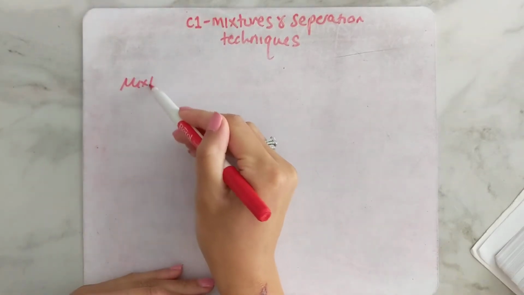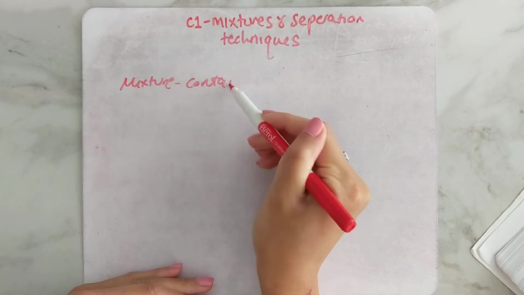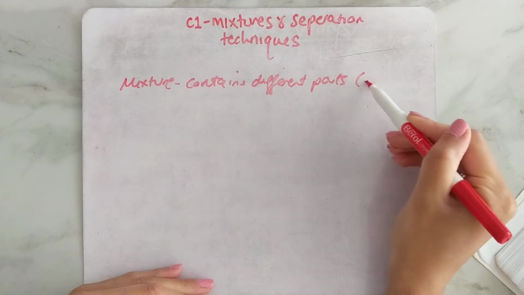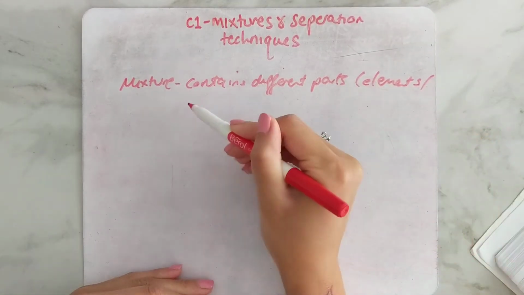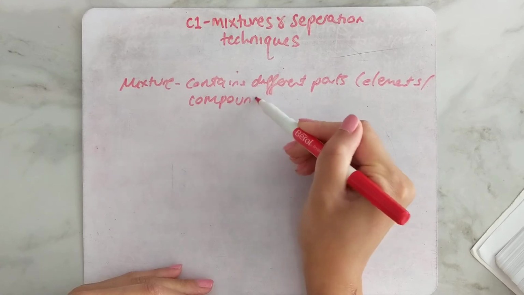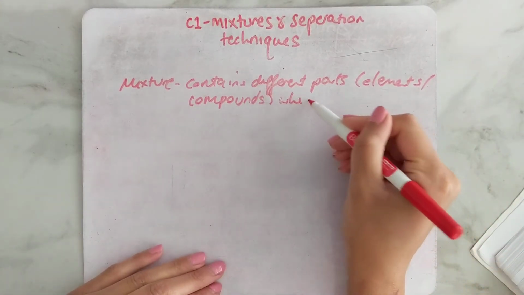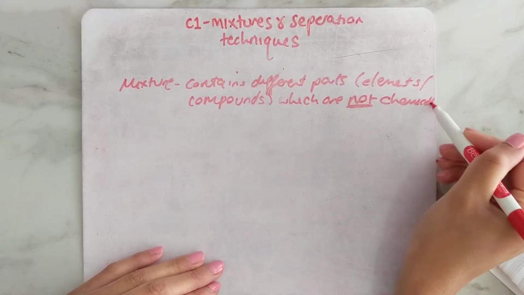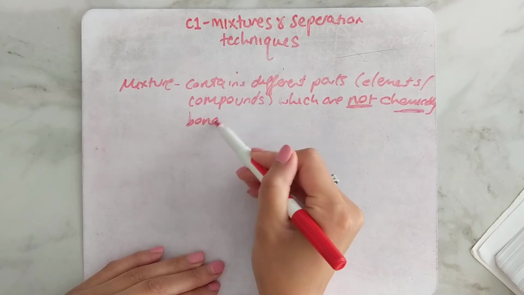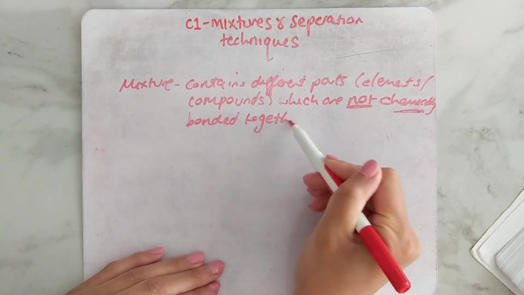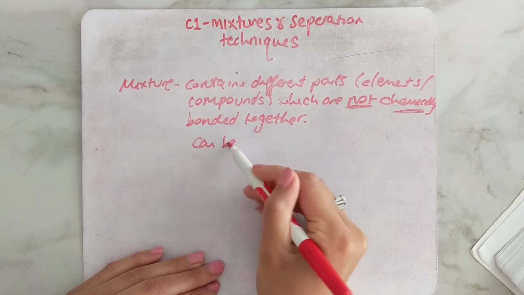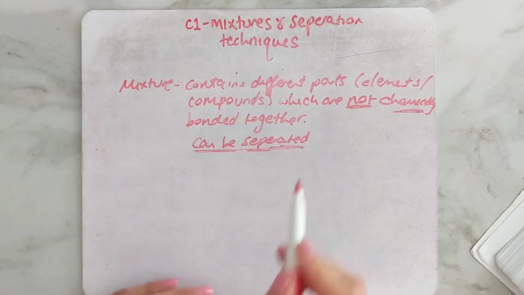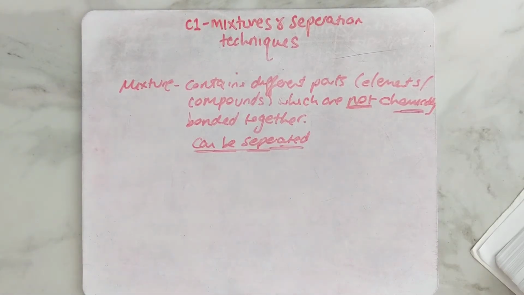So a mixture contains different parts, meaning elements or compounds which are not chemically bonded together. So which are not, and that's the key word, not chemically bonded together. So in a mixture, these elements and compounds can be separated. So that's really, really important that you remember this. Mixtures can be separated out into their different elements and compounds.